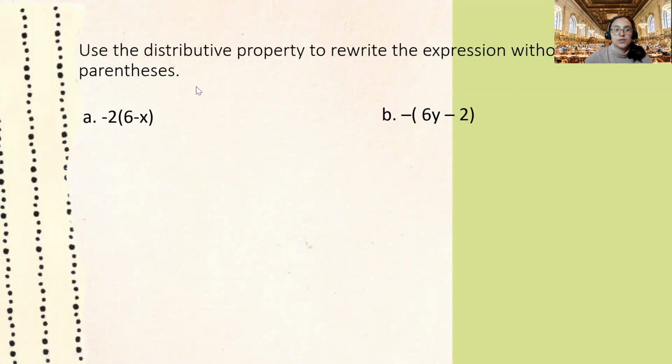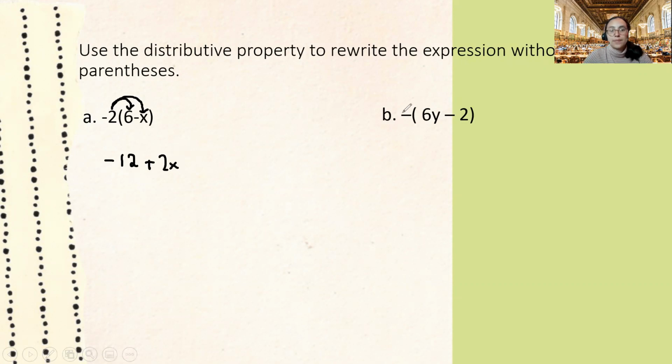So let's use the distributive property to rewrite these expressions without the parentheses. So for A, I have negative 2 times 6 minus x. So I'm going to distribute the negative 2. So I'm going to multiply negative 2 times 6. So I have a negative times a positive. So my answer is going to be negative. 2 times 6 is going to give me 12. Now I'm going to distribute the negative 2 to the negative x. So a negative times a negative will give me a positive, and 2 times x is 2x. Okay.